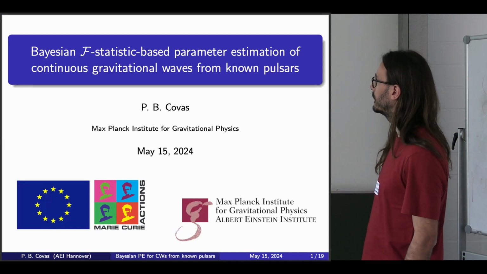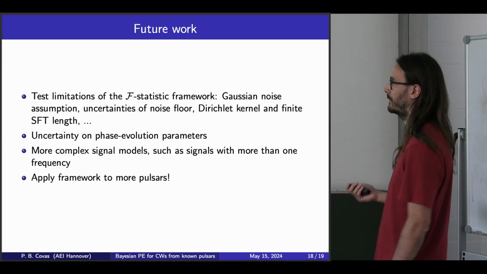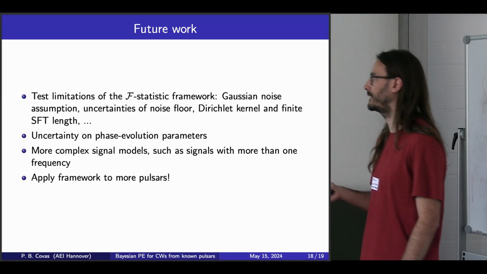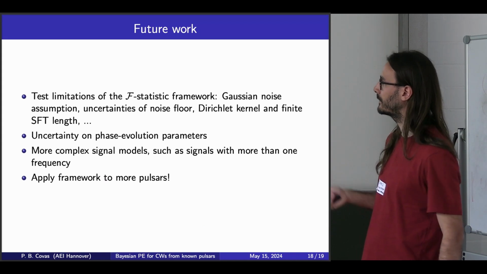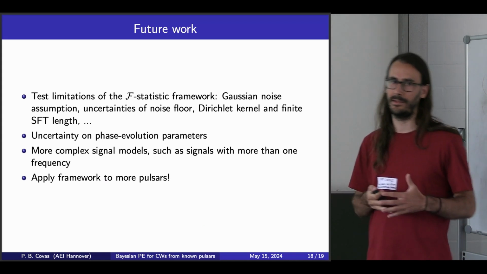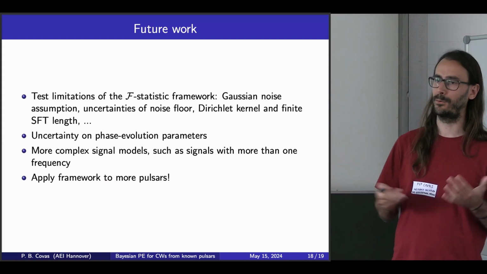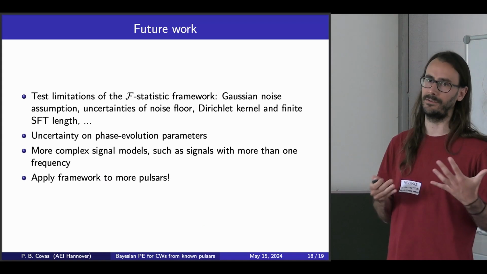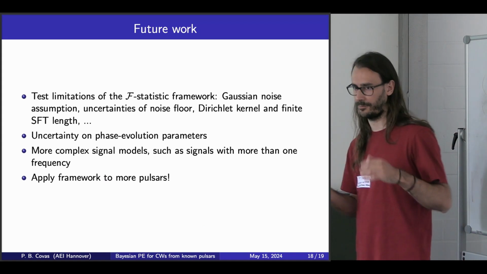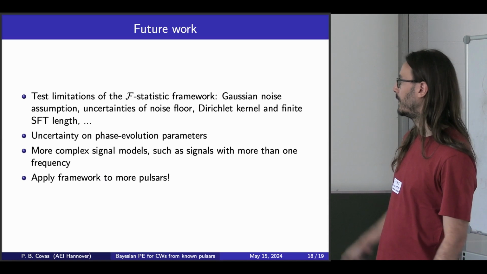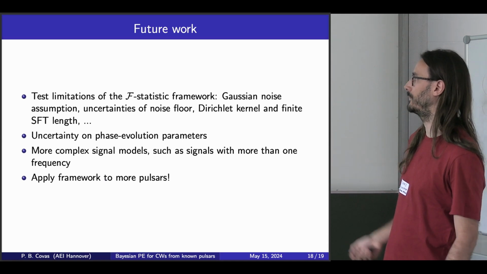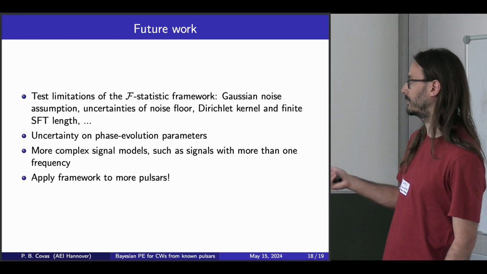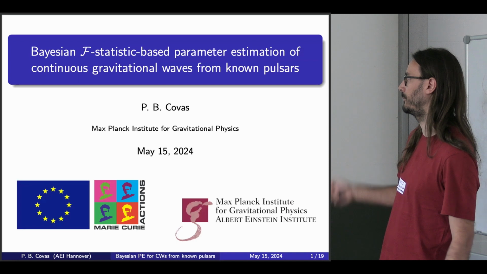Okay, just some future work that we want to do. Our pipeline has some limitations due to using the statistic framework, so we need to do some studies on how to overcome this. Also, here we assumed that the phase evolution parameters like rotational frequency or sky position were perfectly known, but of course they have some uncertainty too, so we need to study how to include them. I also want to study more complex signal models, which have continuous gravitational signals at more than a single frequency, and also apply this framework to search for more pulsars.